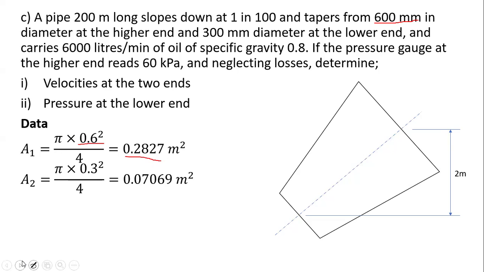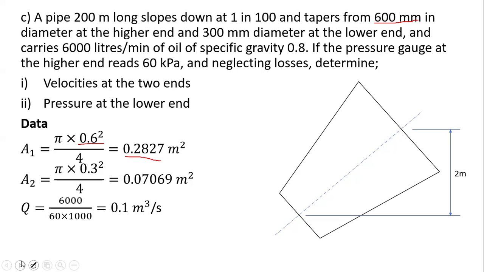Then area 2, that is pi times 0.3 squared over 4. The answer we get is 0.07069. That's area 2. Again, we ensure that these are maintained in square meters.